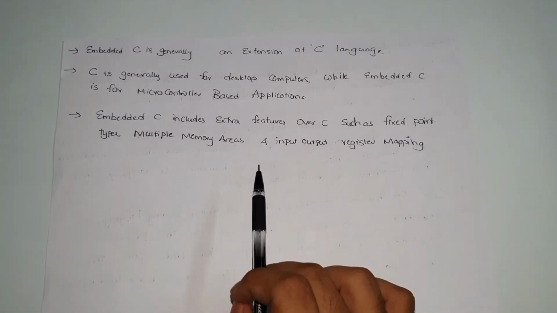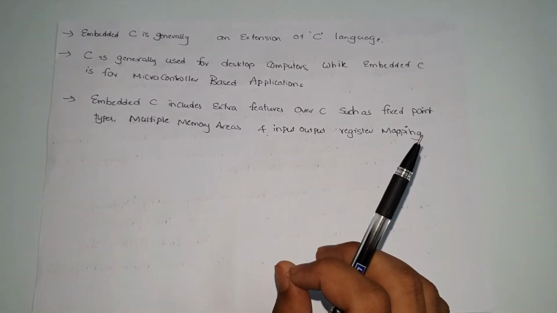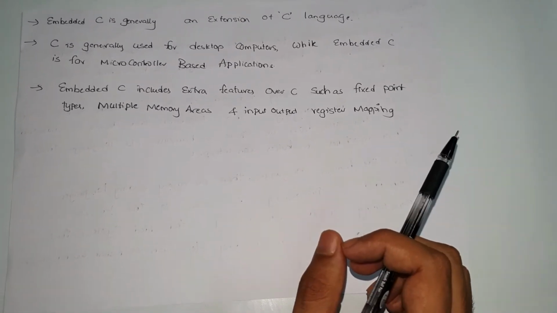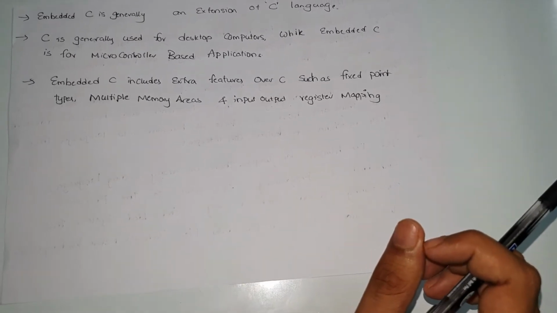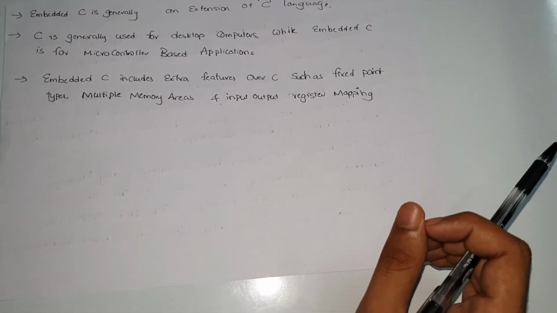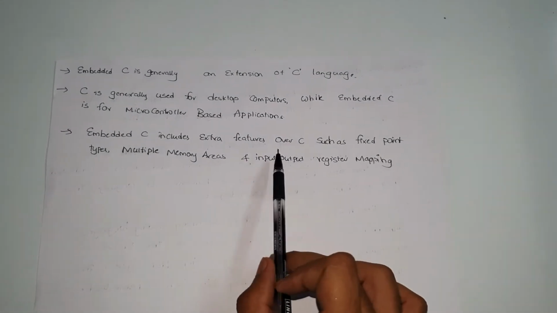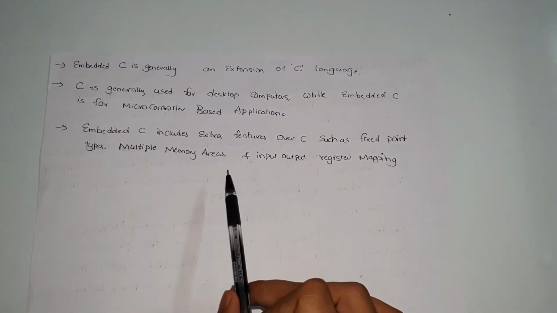C is generally used for desktop computers, while embedded C is for microcontroller based applications. C can use the resources of a desktop PC like memory, OS, etc., while embedded C has to use the limited resources such as RAM, ROM of an embedded processor. Embedded C includes extra features over C such as fixed point types, multiple memory areas, etc.